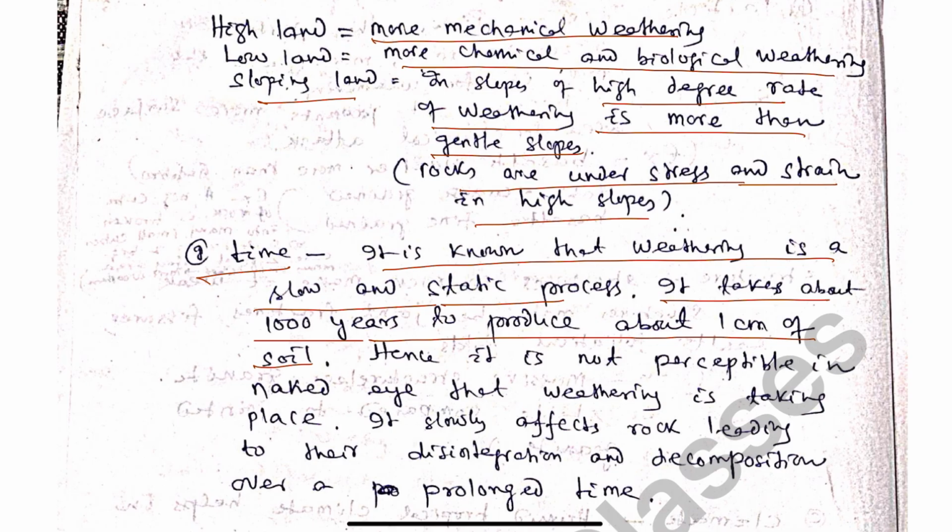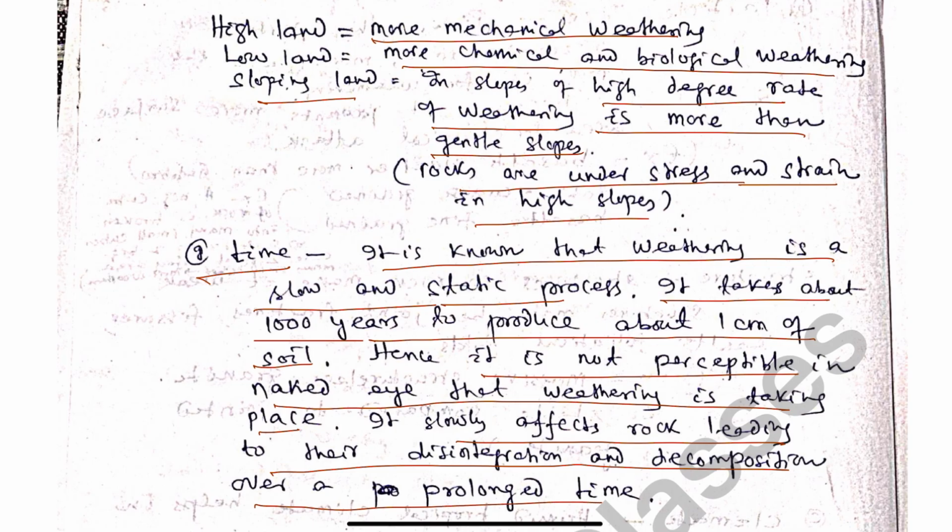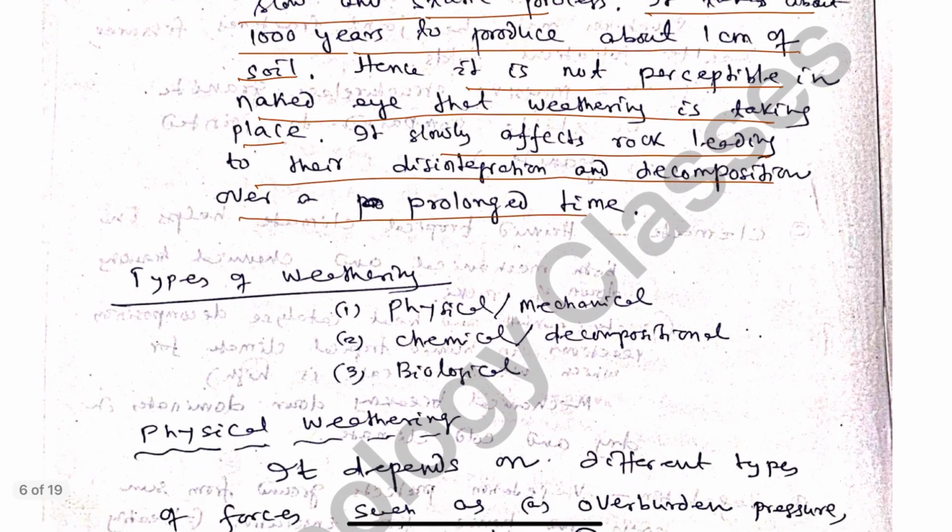That's why it is required that the soil cover on the land areas should be protected, because weathering, the process which yields soil, is an extremely slow process. It is not perceptible to the naked eye that weathering is taking place because it is a very slow process. It slowly affects rock, leading to their disintegration and decomposition over a prolonged time.